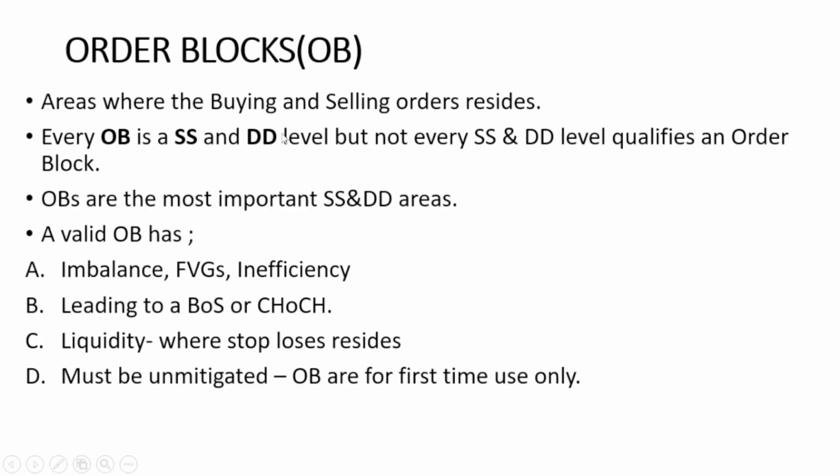To know that this order block is valid, it must have what? An imbalance or a fair value gap. It must lead to what? To a break of structure. There must be liquidity and it must be unmitigated. They are only for first time use only. Order blocks are for first time use only. So I'll take you to the chart and show you how you can mark those order block candles and how you buy or sell using them.